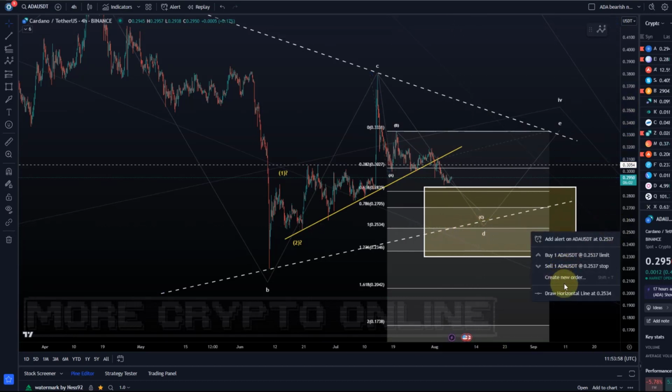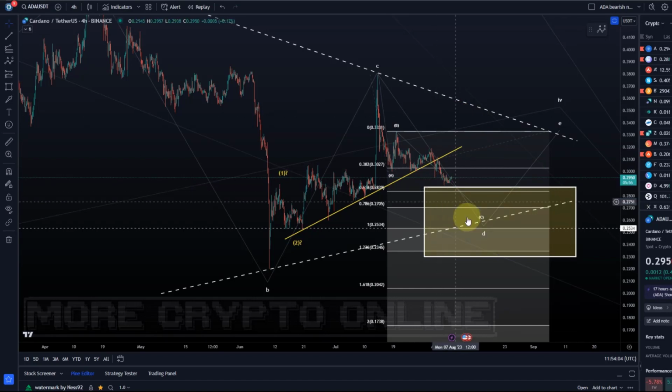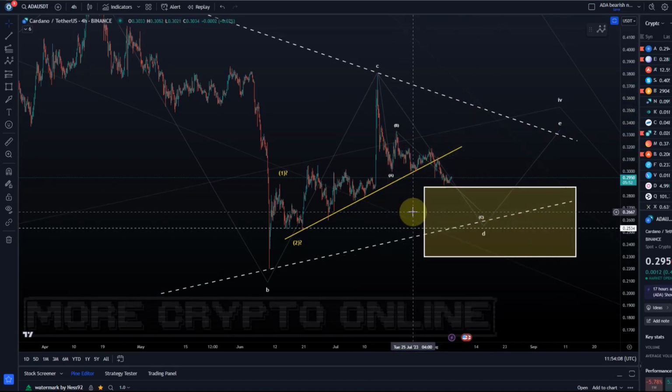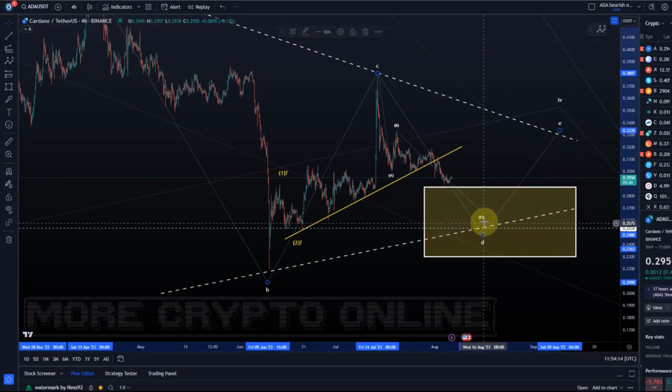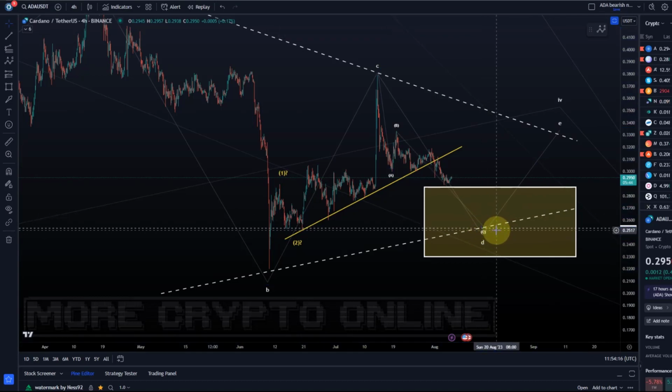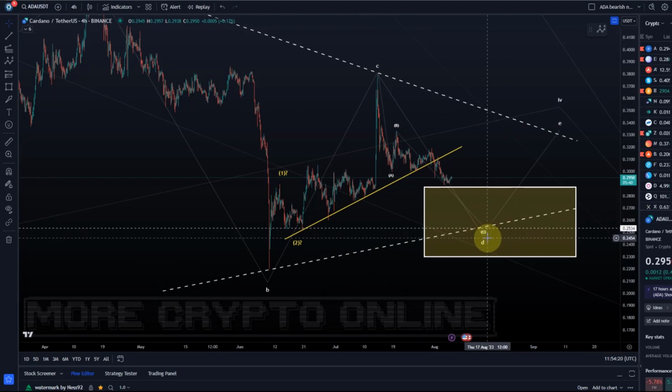Add here a horizontal line, and depending on when we get there, this could be a touch point for this trend line here. Yeah, so I'm just gonna put it there. Again, not super reliable, but that's sort of the area that I'm watching.